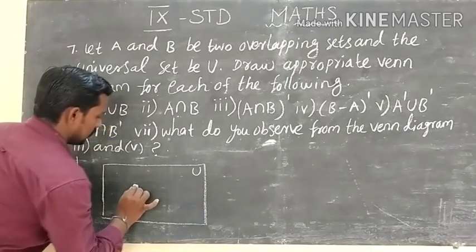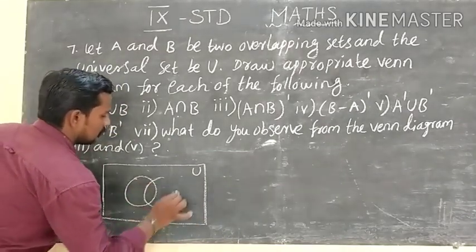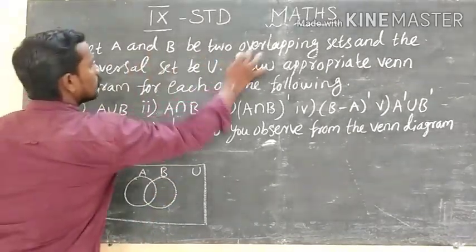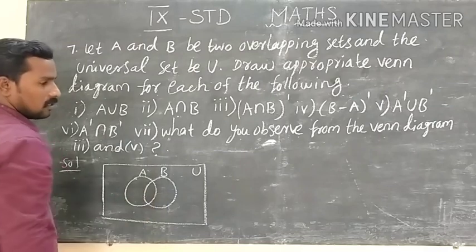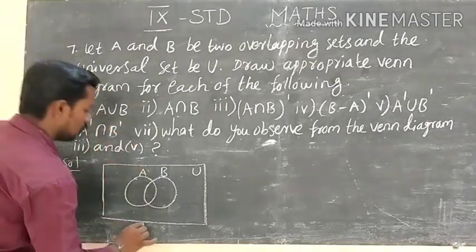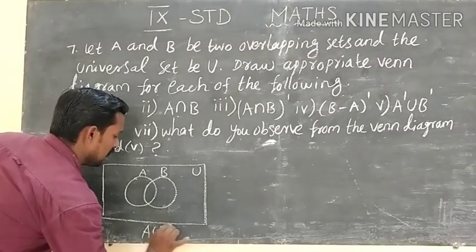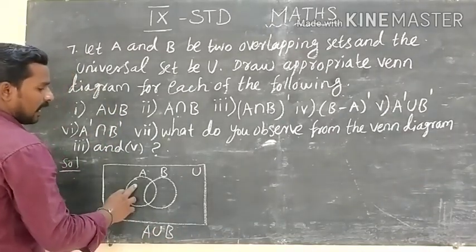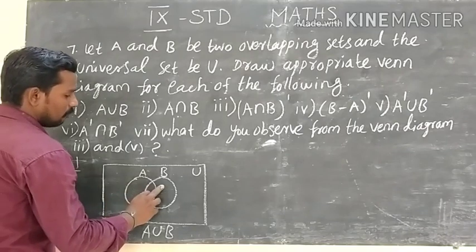This is the universal set. Then two sets, A and B, are overlapping. Okay, so this is a joint set. The first question: find A union B. A union B means shaded only A and B.